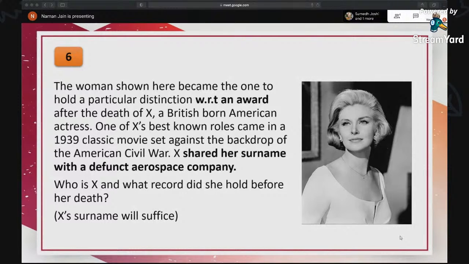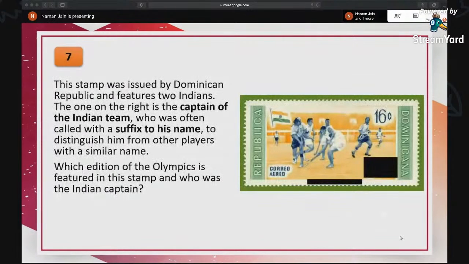I'll move on to question number 7 now. Okay. This stamp was issued by Dominican Republic and features 2 Indians. As you can see, there are 2 Indians wearing the darker clothing. And the one on the right is the captain of the Indian team. Below him the number 16 is written. He is the captain of the Indian team, who was often called with a suffix to his name.